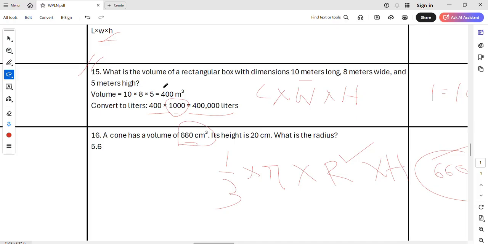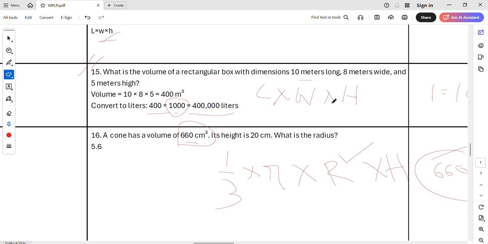Okay, then question 15: what is the volume of a rectangle box with dimensions 10 meter length, 8 meter width, and 5 meter height. So it is asking for the box volume. Here the question is also asking to convert the volume from cube meter to cube liter. So how do we do that?